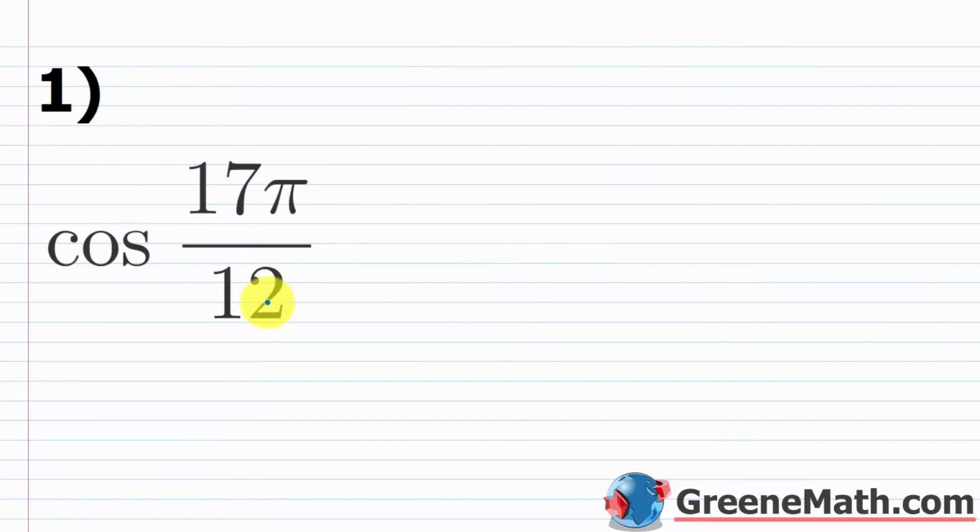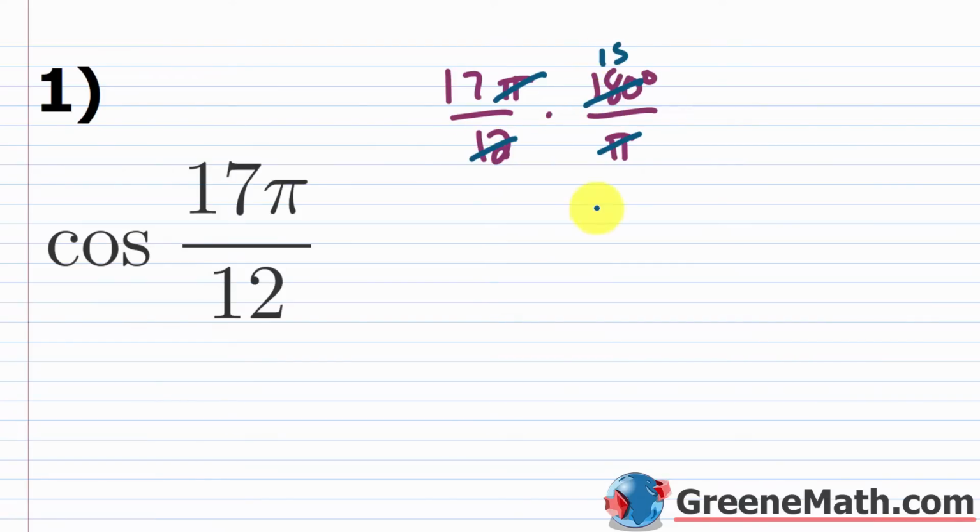So what I would do if you're struggling with that is to convert this over to degree mode. It's not necessary, but I think I'm going to do it here because a lot of people will find this really, really hard. So I'm just going to say that this is 17 pi over 12, and I'm going to multiply this by 180 degrees over pi. And then I'm just going to cancel this pi with this pi. 180 divided by 12 is 15, and 15 times 17 is going to be 255. So this would be equal to 255 degrees.